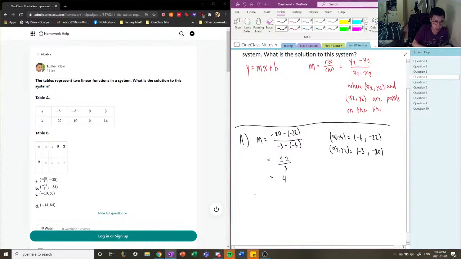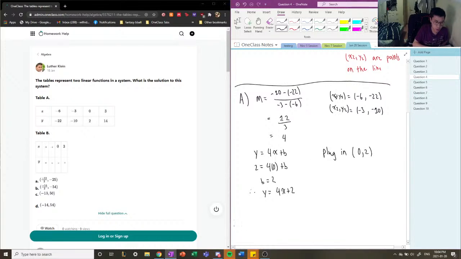Now we can plug it into our standard form. Now we have y equals 4x plus b. We need to find a y-intercept, so we're going to plug in 0 and 2. We get 2 equals 4 times 0 plus b, and b is equal to 2. So therefore, our line is y equals 4x plus 2. Okay, simple enough. Let's move on to B.